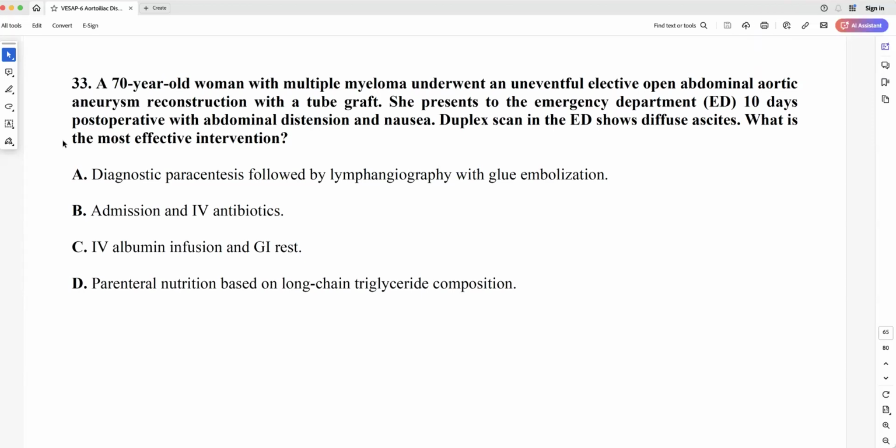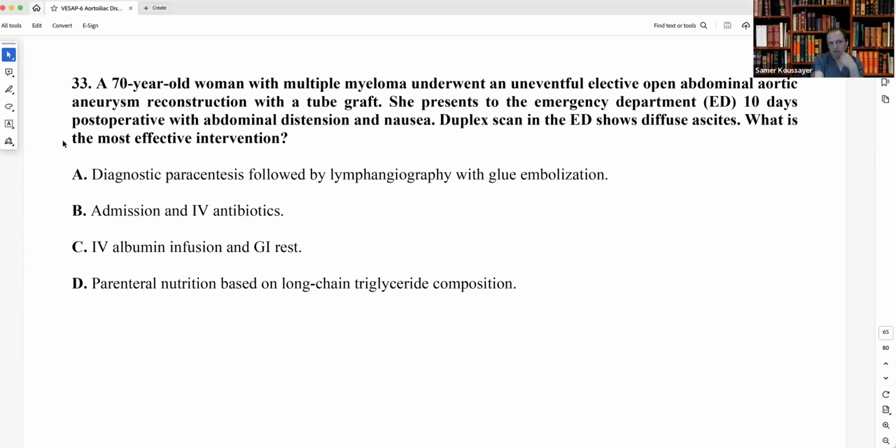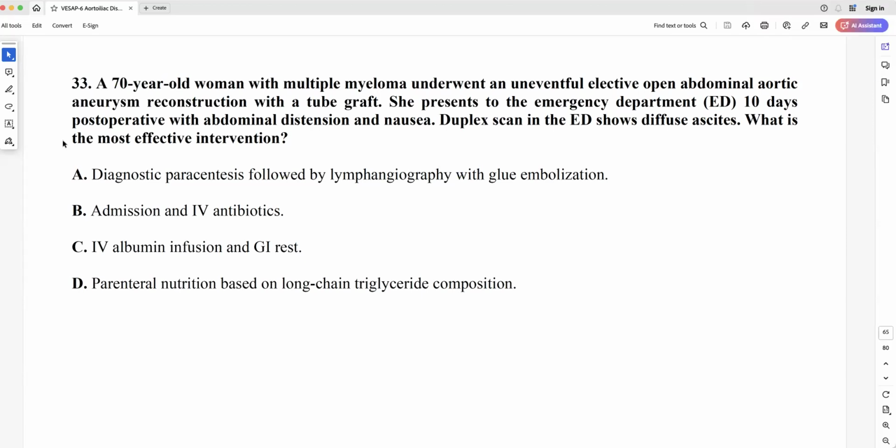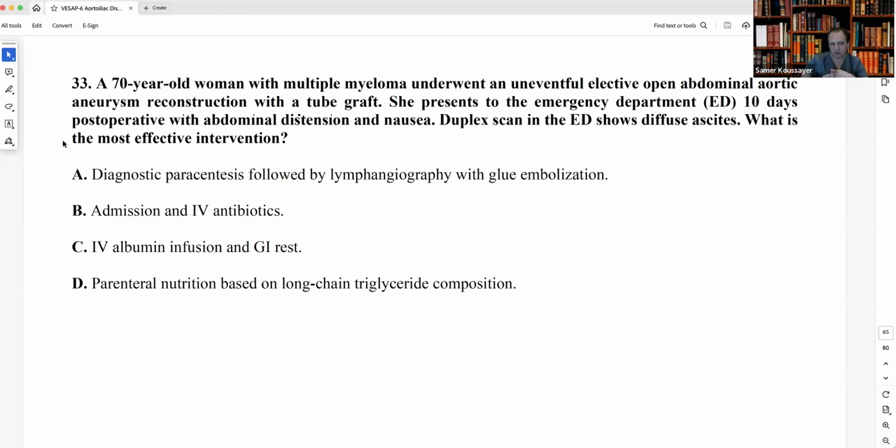Okay, so the next one: admission, IV antibiotics. Okay, IV albumin infusion and GI rest. This doesn't really help. Parenteral nutrition based on long chain triglycerides composition. Okay, but they are asking about the most effective. Right, but at a minimum, yes, you give IV antibiotics. You do GI rest. You give TPN, and usually with chyle you give medium chain, not long chain. Medium chain, yes.